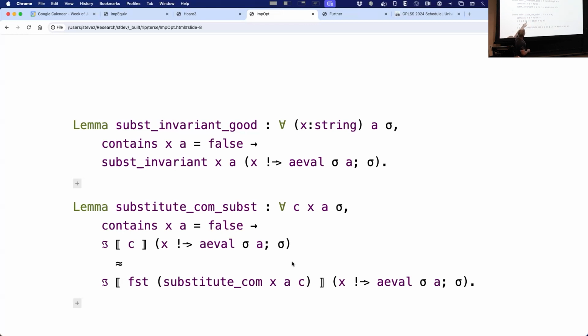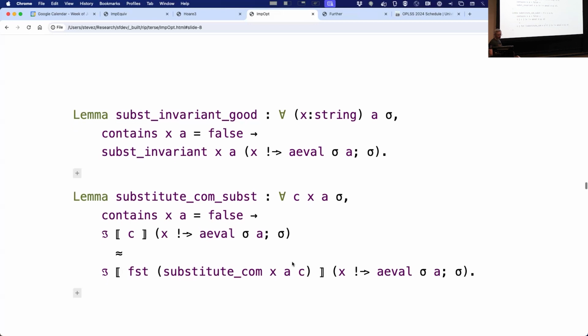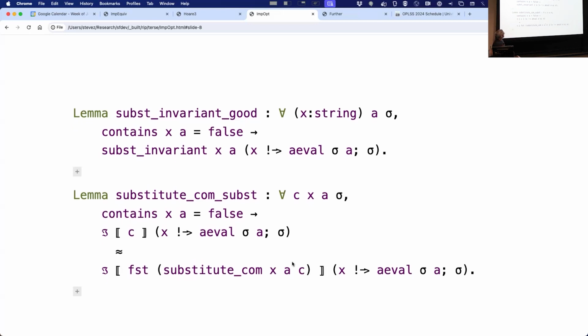This is sort of the memory where we've already assumed that x maps to the evaluation of a. In the precondition, this is going to be the same in the postcondition here. So this is basically showing that our substitution operation works correctly for these commands.